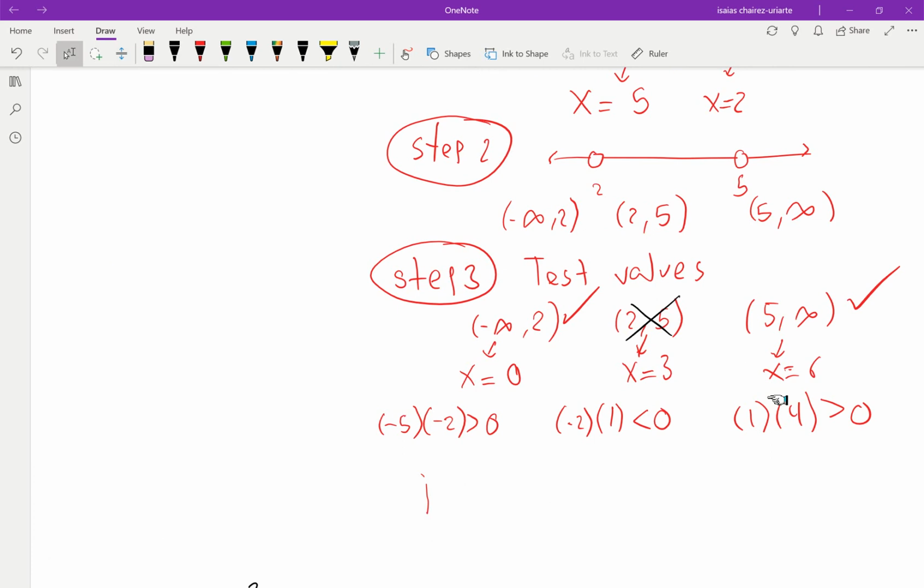I think at this point we're done. We have found our solutions. Our solutions are the following. So we're going to say solution set. The solution set right now is negative infinity to 2, union 5 to infinity.